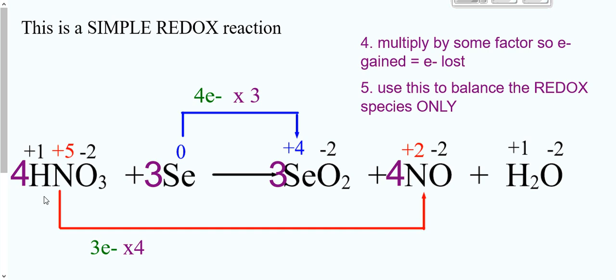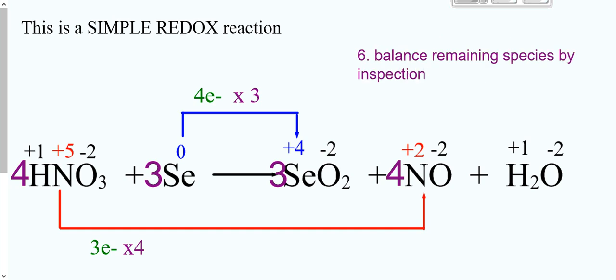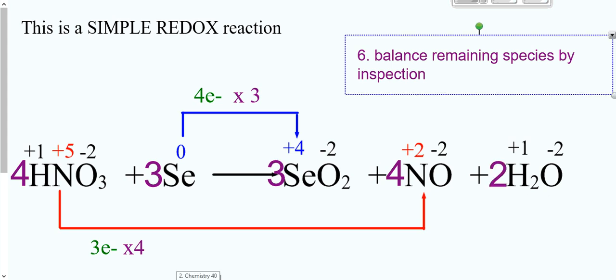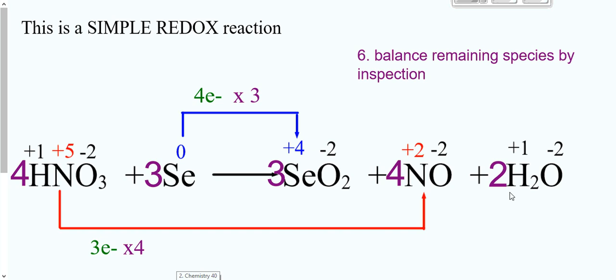Now, it's going to be easier for me this time to balance just the hydrogens because they're in just one space, and I see oxygen spread out all over the place. And we call this inspection. So we're going to balance this remaining species by inspection. I can see that if there are 4 hydrogens before the reaction occurs, then I'm going to need 4 after. Right now I only have 2. And so if I multiply by 2, I will have 4 afterwards.